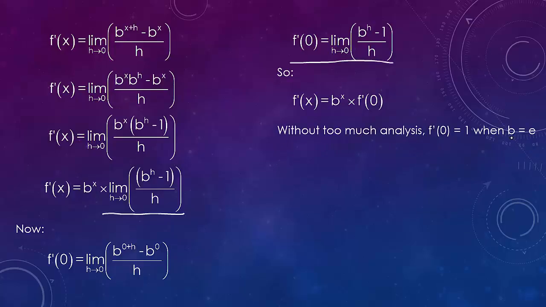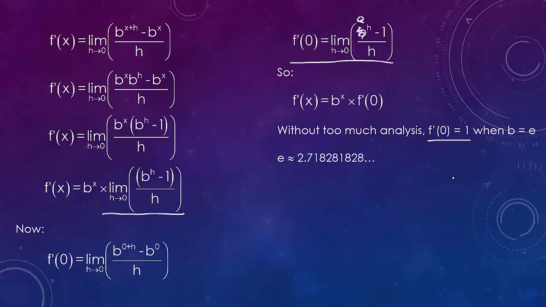e is a special number. It's an irrational number like pi. Now, in the case where b is equal to e, what we have is e to the h take away 1 divided by h. In that special case, we can show that f dash of 0 is equal to 1. That's why I say without too much analysis, I'm just telling you that's the case, but we can do that analysis if we really need to. Now, e is approximately this, but as I say, it's an irrational number like pi.